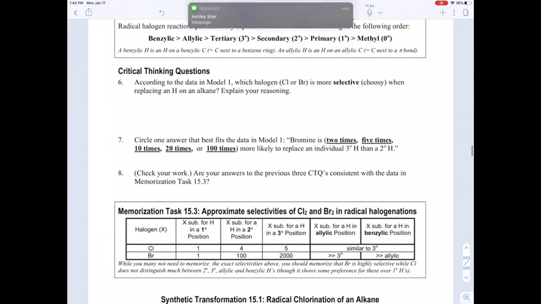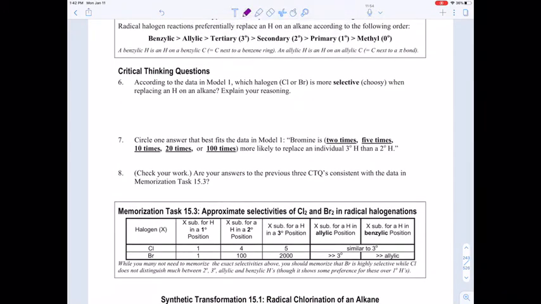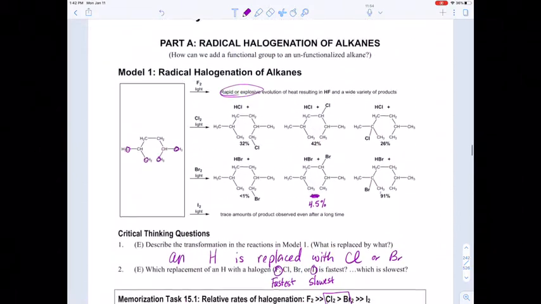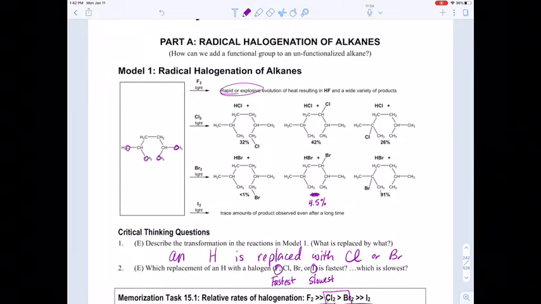Okay, according to the data in Model 1, which halogen, chlorine or bromine, is more selective, more choosy when replacing an H on an alkane? Explain your reasoning. Okay, flip back to the data on the first page here, and how can we figure out which one of these is more fussy about which type of hydrogen reacts?